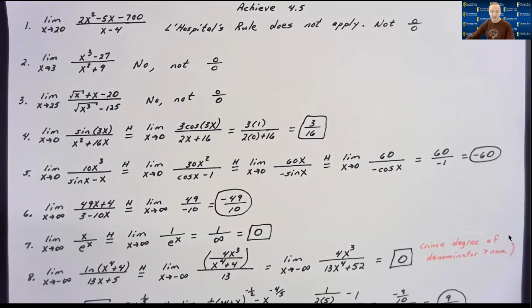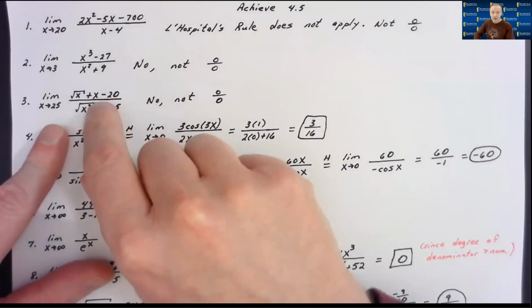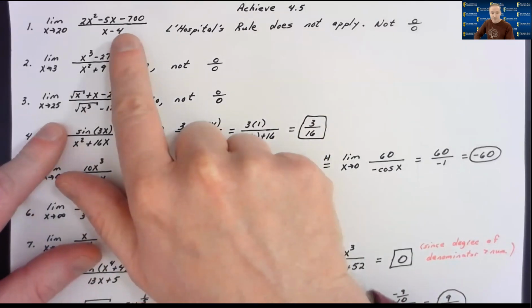Hi all, let's take a look at the Achieve 4.5 homework assignment covering L'Hopital's rules. This time, instead of going back and forth between the actual Achieve assignment page and my work, I think I'm just going to keep my work maximized, for the very reason that the problems on Achieve I was able to write out, and the only answers are the numerical answers through here, with the exception of the first three problems.